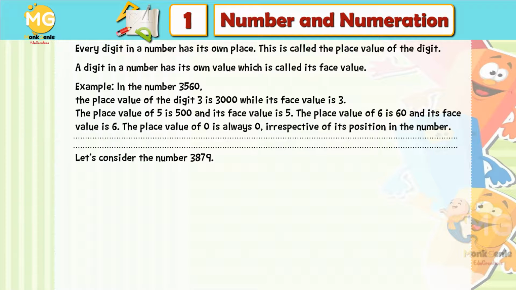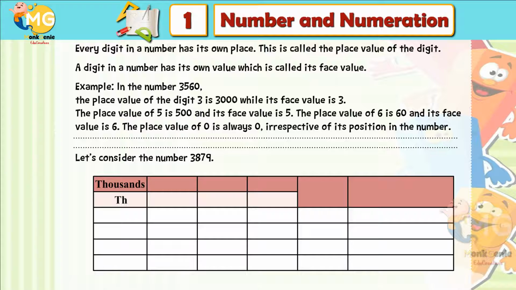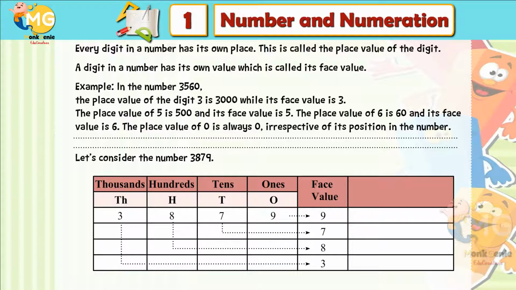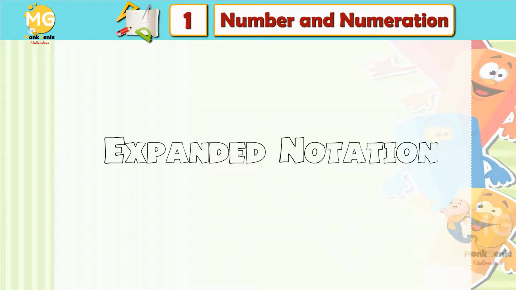Let's consider the number 3879. Thousands, 3, hundreds, 8, tens, 7, ones, 9. Face value 9, 7, 8, 3. Place value: 9 ones is equal to 9. 7 tens is equal to 70. 8 hundreds is equal to 800. 3 thousands is equal to 3000. Expanded notation.